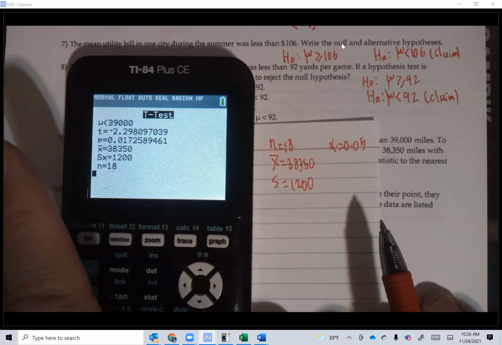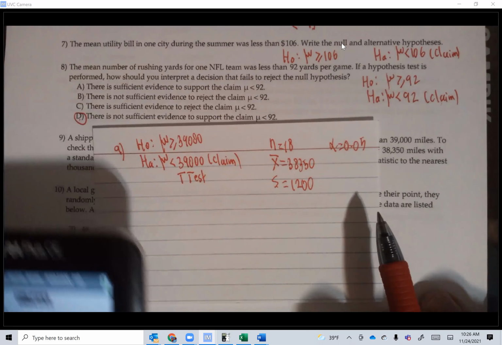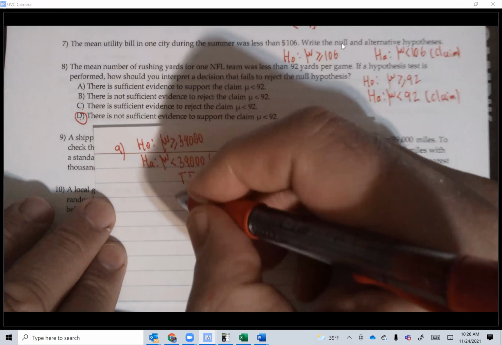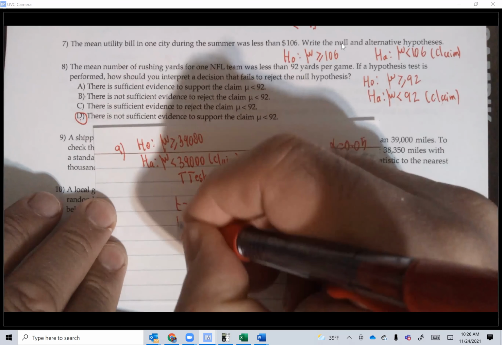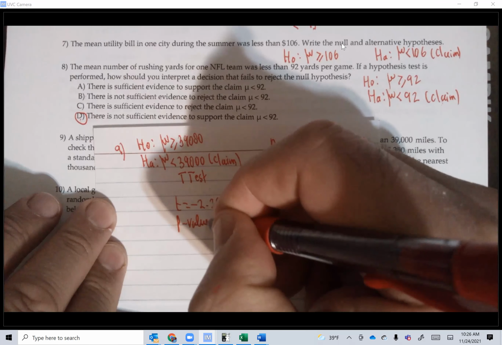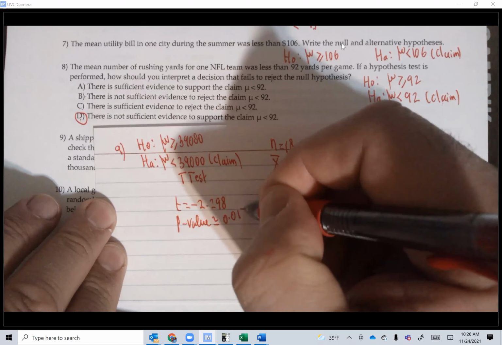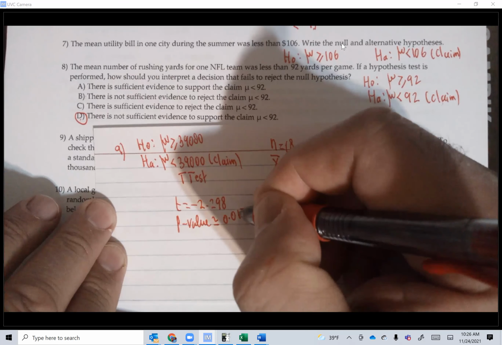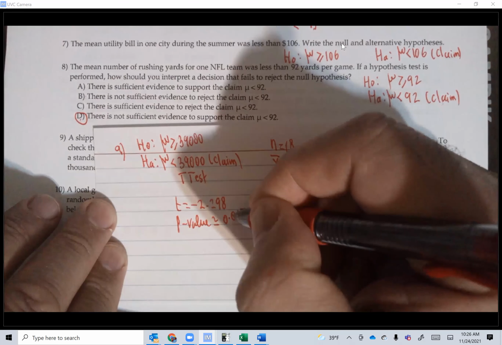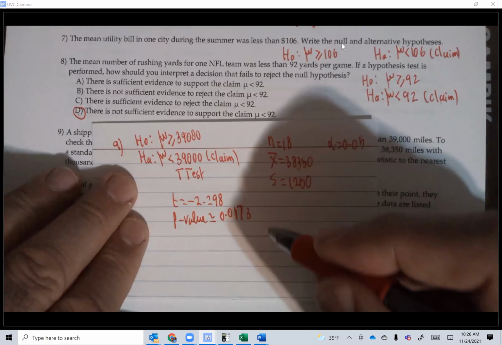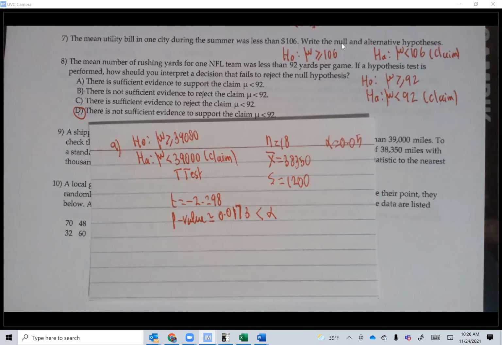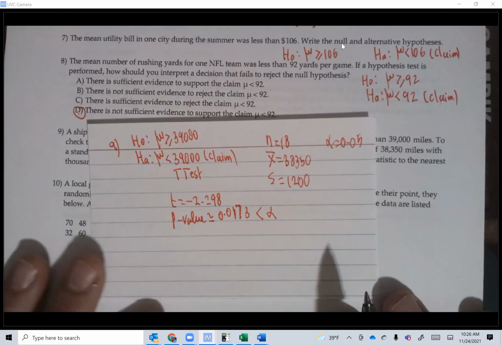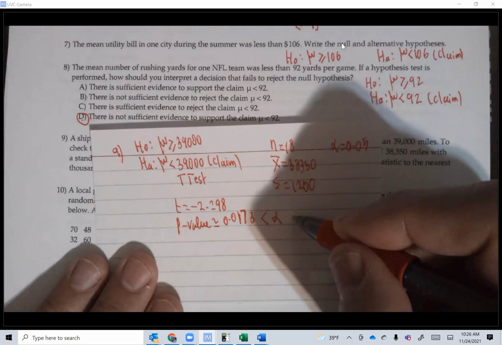So T is negative 2.298. P value is 0.0173. And let's see, alpha 0.05, that's less than alpha, guys. And that's all I need from the calculator. So it is less than alpha. We reject H0.